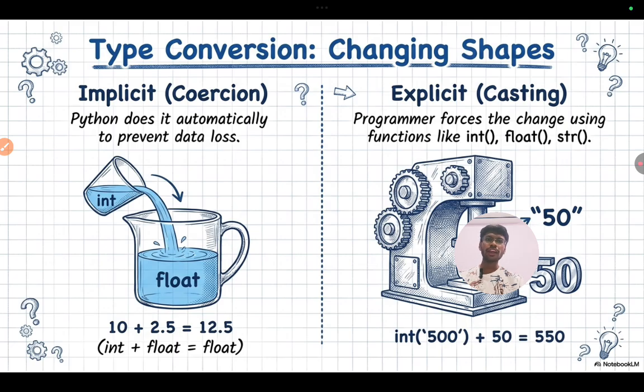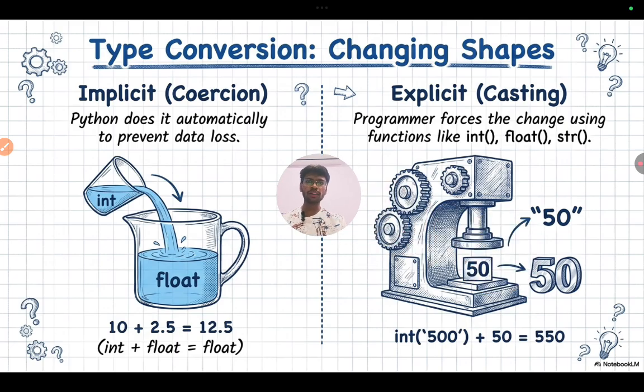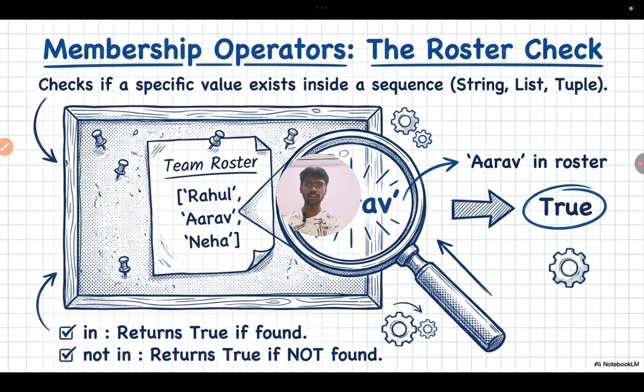Type conversion: implicit type conversion, or automatic type conversion. Basically, Python does it automatically to prevent data loss, like int 10 plus float 2.5 will give 12.5, a float value. But explicit is typecasting, so we do it manually with functions like int, float, str. So int of 500 plus 50: it will convert the string value 500, then 500 plus 50 is evaluated, giving 550 as the total result.